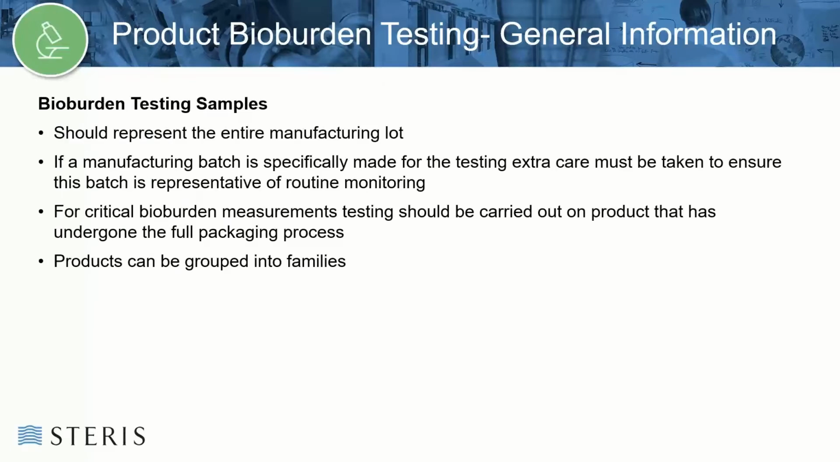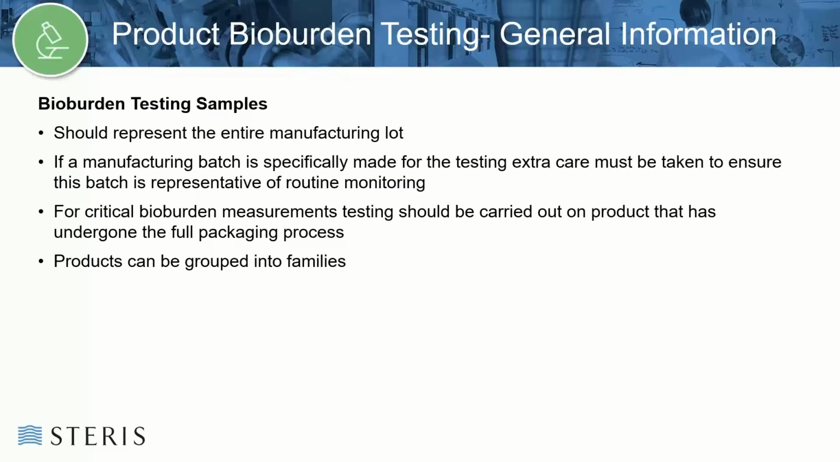Now let's consider the bioburden test samples themselves. Firstly, the sample should be representative of the manufacturing lot. If the manufacturing lot is specifically made for testing, then extra care must be taken to ensure the batch is representative of routine monitoring. That is, samples are representative of the normal or routine manufacturing process. For critical bioburden measurements, such as manufacturing quality or sterilization related, testing should be carried out on product that has undergone the full packaging process.